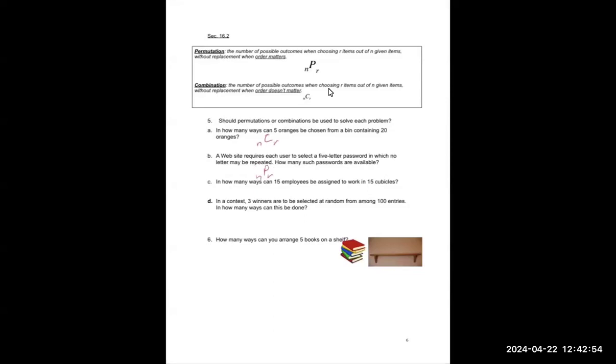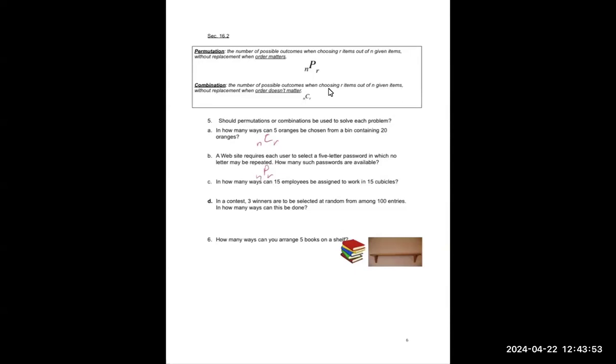In how many ways can 15 employees be assigned to work in 15 cubicles? In how many ways can 15 people be assigned to work in 15 cubicles? Now, I'm assuming these cubicles are located in different areas around the office. So I'm thinking when you pick the first person, if you assign them to the first cubicle, and you pick the second person and they're assigned to the second cubicle, or even if you just pick somebody and say, okay, the first person gets to choose wherever they want to sit, and the second person has to choose whatever's left, and the third person, that's a difference.